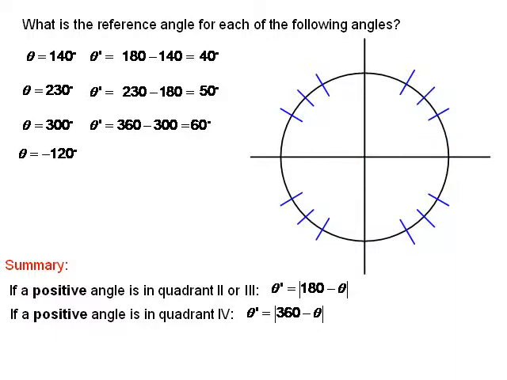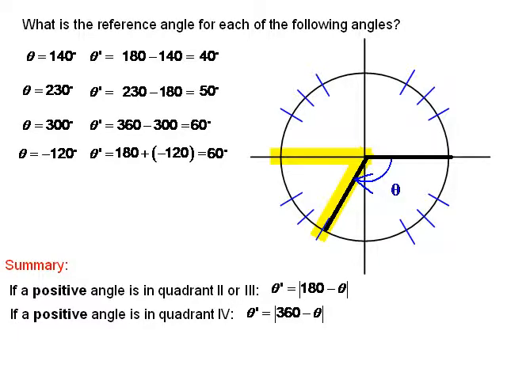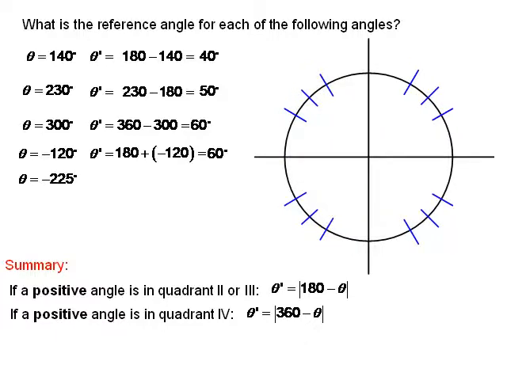Next, let's try a negative angle. So remember, this angle goes clockwise, so it lands in our third quadrant. Identify your reference angle. Again, we're trying to get to the horizontal axis, which is the x-axis. So we are asking ourselves how far is negative 120 away from our 180. So our reference angle is 180 plus a negative 120, which is going to be 60 degrees.